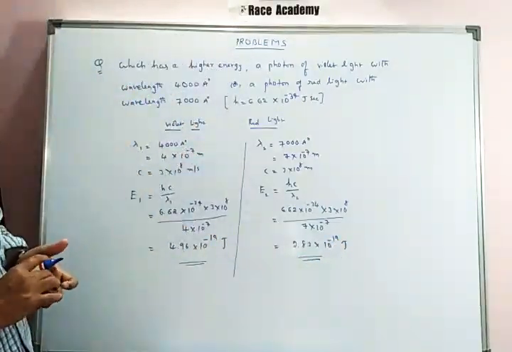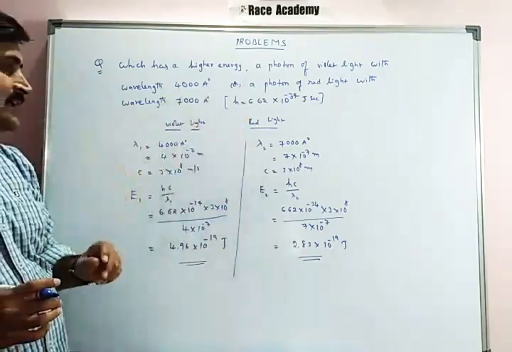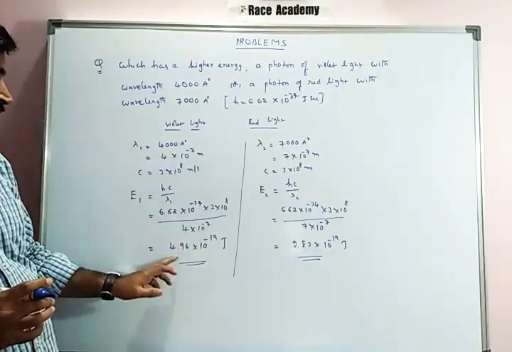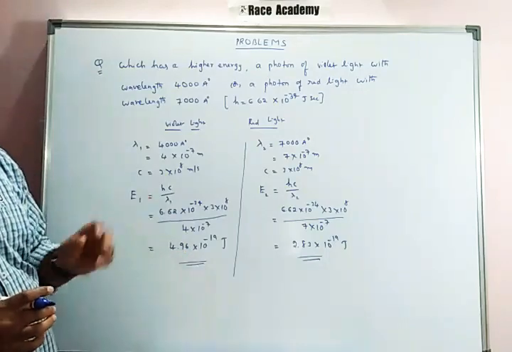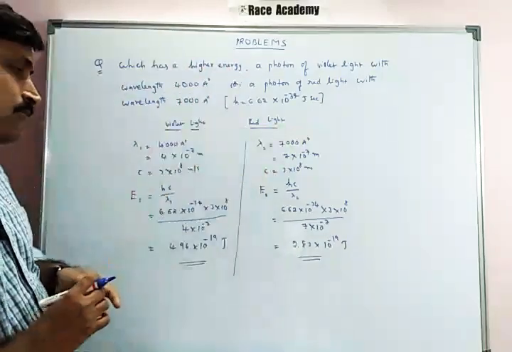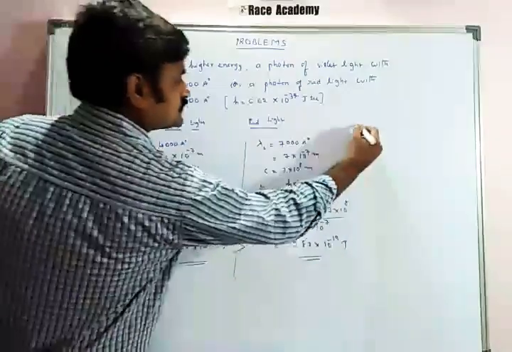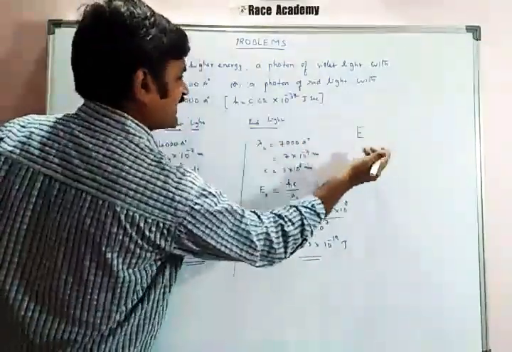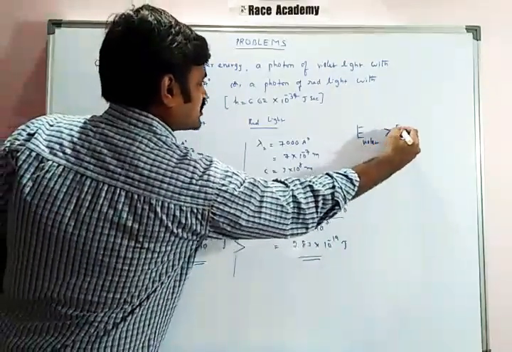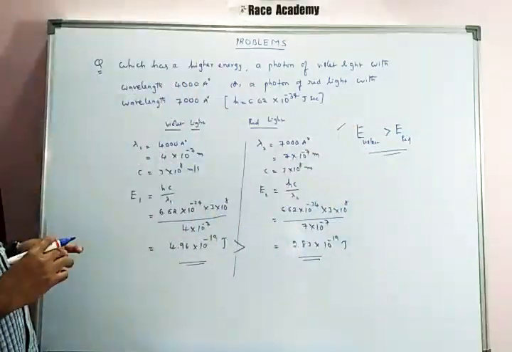Now you observe what you have identified here is there are two energy values. E2 I am taking as the red light photon energy. Here E1 is the violet light energy calculated as 4.9. That means the photon of violet light has greater energy than the photon of red light. That means E1 is greater than E2, that is, violet light energy is greater than the red light. That is the answer for this question.